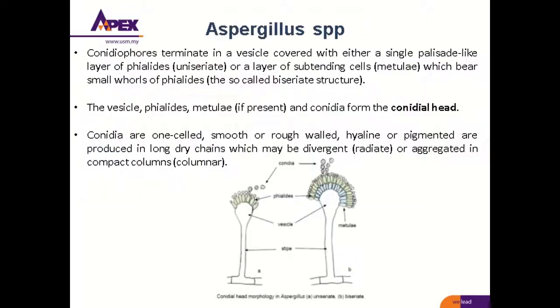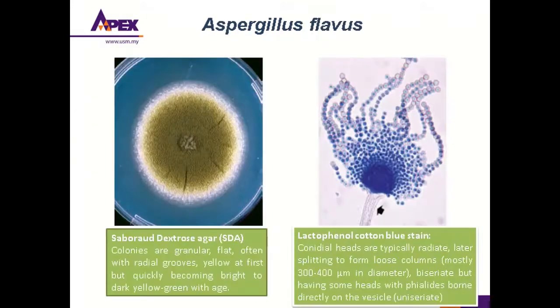Now the type of mold, by observing the structures. On culture in Sabouraud's agar, you can see that Aspergillus flavus produces colonies which are granular, flat, often with radial grooves, yellow at first but quickly becoming bright to dark yellow-greenish with age.